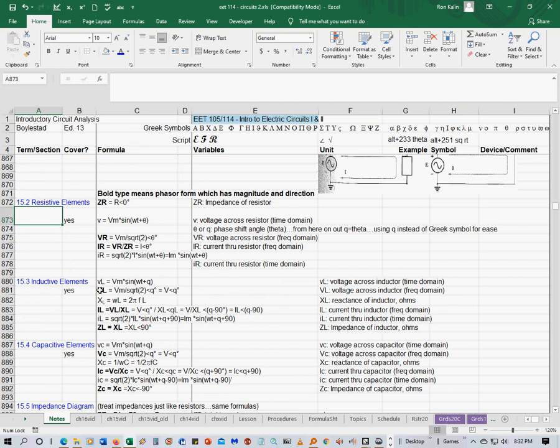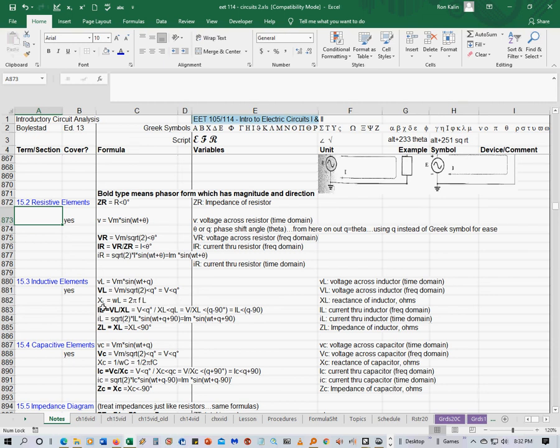Likewise, for inductive elements, V sub L equals V sub m times sine of omega t plus Q, which is theta, where V sub L is the voltage across the inductor in the time domain. And then when you convert to the frequency domain, which is the phasor domain, you have this V sub L equals V sub m divided by the square root of 2 with a phase angle of theta in degrees, which is also equal to just V, representing the magnitude of the phasor, this phasor V sub L angle of theta.